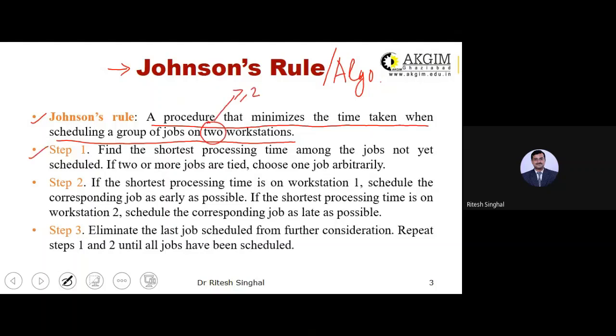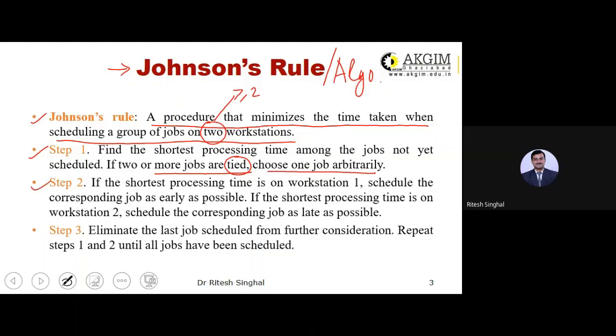Now, what are the steps? Step 1, find the shortest processing time among the jobs not yet scheduled, and if two or more jobs have the same minimum time, that is, they are tied, then choose any one arbitrarily. So whenever you find a minimum time and it is not unique, you can pick any one of them that is available to us.